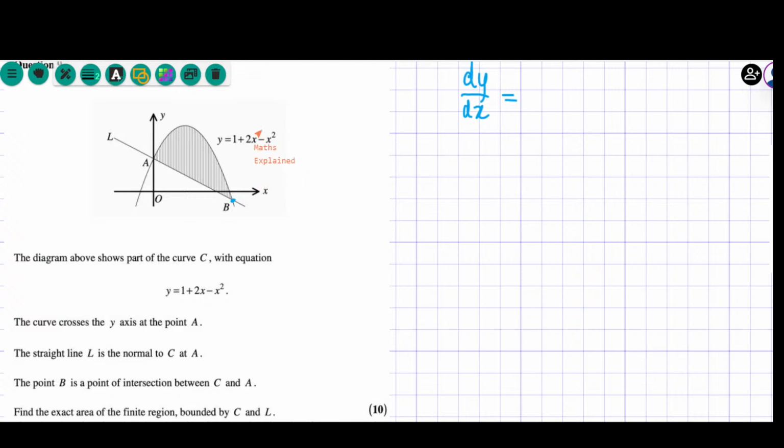Well, we're no longer doing integration, we're doing differentiation, but we're kind of using the same rule here. We take the exponent and now we subtract 1 and we multiply by that exponent. So if we have negative x squared, then this becomes negative 2x. And then 2x becomes plus 2. Okay, so that's the derivative. That means the gradient of the tangent at A is negative 2.